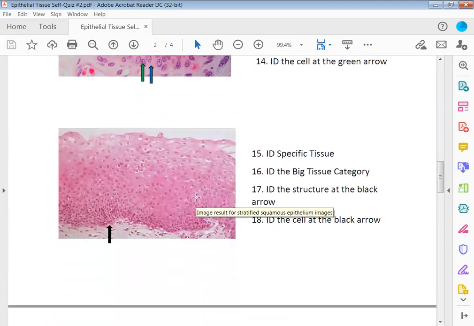Moving on to the next one. This specific tissue here is stratified squamous epithelium. Stratified because you can see there are just layers and layers and layers of cells in here. Squamous because if you look at the top, this is the air up here, so if you look at the top cells, they're very squashed looking, so you get the squamous. So stratified squamous epithelium.